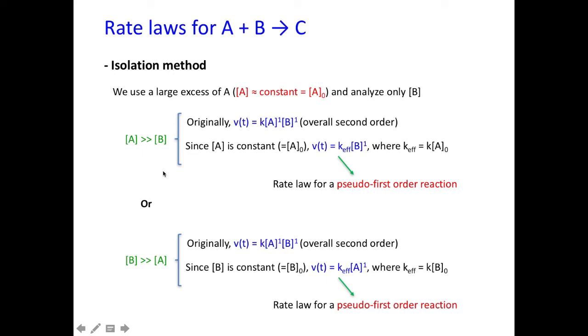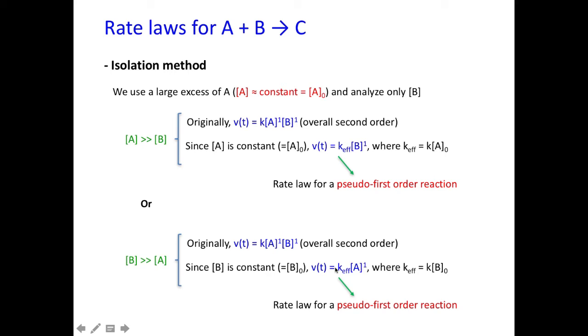We can also do the same for B. Now we use B in large excess. Originally this would be an overall second order reaction, but since B is in large excess, which means B is approximately constant, we just rewrite this rate law as this here. So we have now a pseudo first order reaction. The reaction seems to be first order, but is in fact second order, but in this case B is used as a large excess, so that we can express the reaction rate as first order.